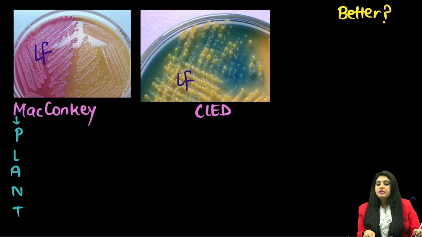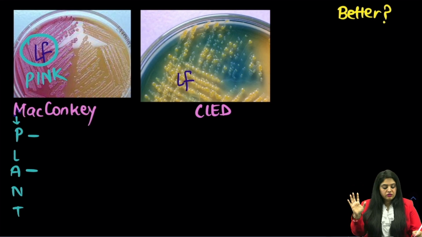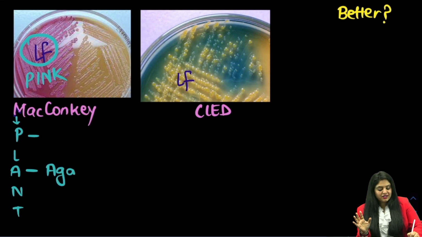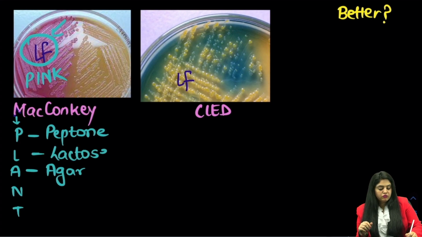McConkey is made up of a pretty pink plant. I say McConkey is a pretty pink plant. Why do I say pretty pink plant? Because firstly, when lactose is being fermented, I'm getting a pink color, and pink plant means what all does it contain? Dekho, any agar on this planet will obviously have agar in it. Next, it's also going to have peptone in it. So these are like common sense things. Peptone will be there, agar will be there, and I want to test lactose, so lactose will also be there. I mean, so simple. There was no need for a mnemonic.